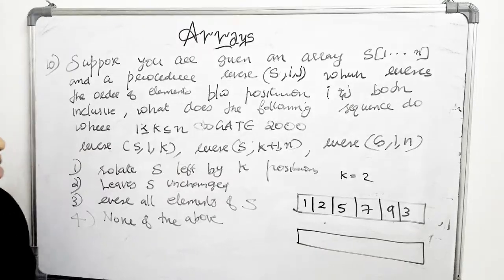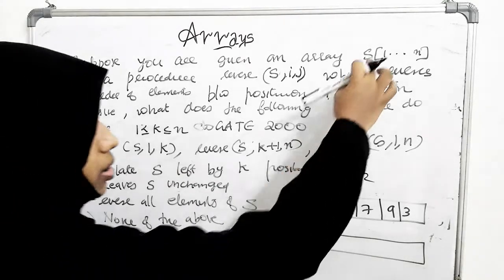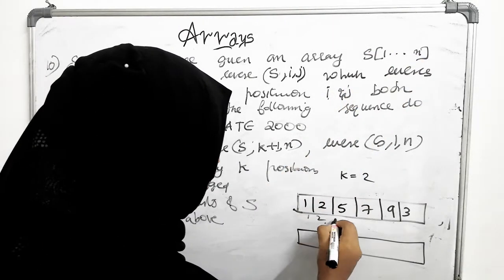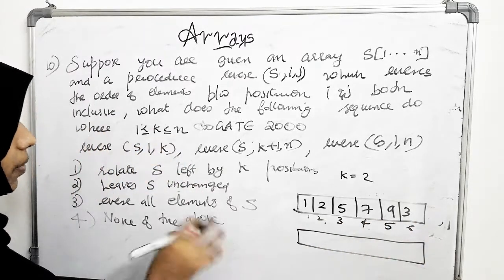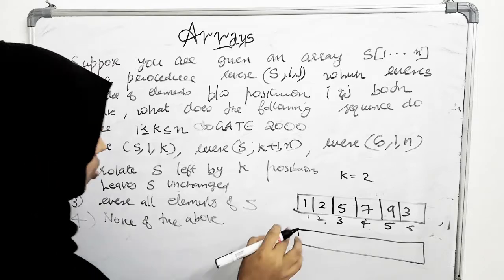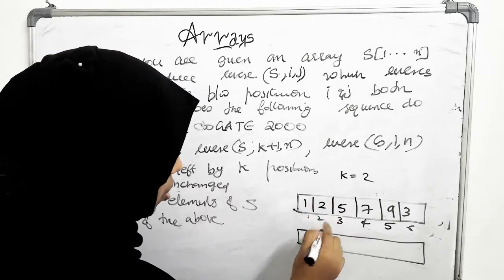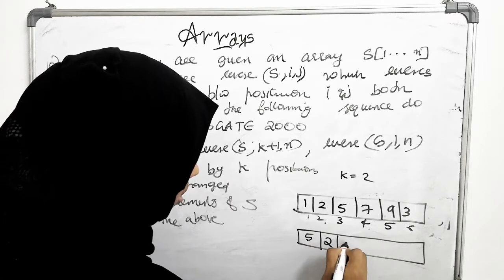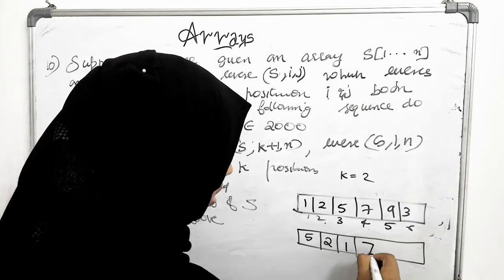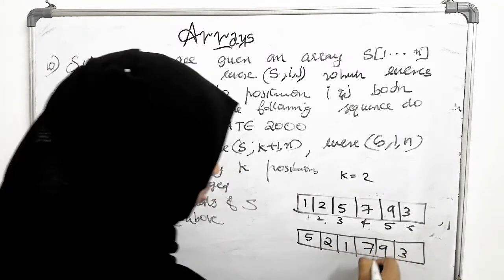The index is given as 1 because the array is from 1 to n: 1, 2, 3, 4, 5, 6. So all the elements between 1 and k will be reversed. So 1 and k means 1 and 3. So these 3 elements will be reversed. 5 will come first, 2 will come next and 1 will come later. So 7, 9 and 3 are the rest of the elements.